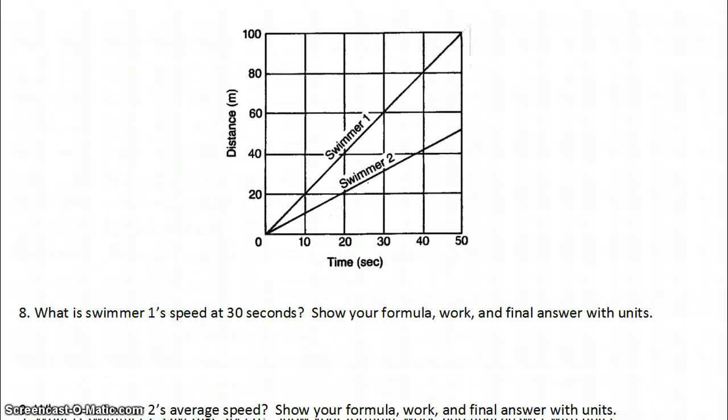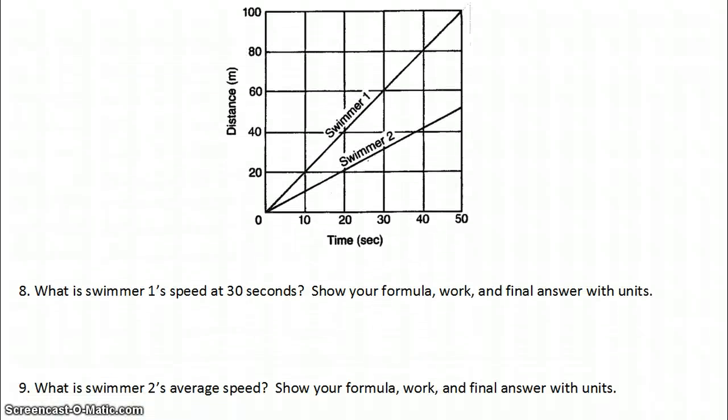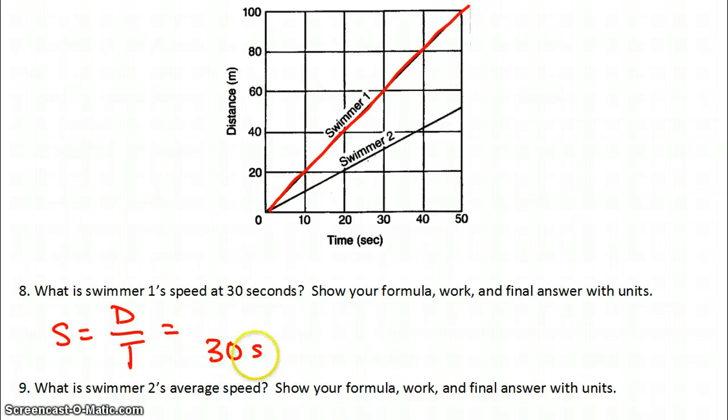All right, extension. Use the graph to answer the questions below. Number 8, we know we always want to show our formula. So speed equals distance divided by time. And we're talking about just swimmer 1, so I'll highlight it in red right here. We want the speed at 30 seconds, so we can fill in our time here.